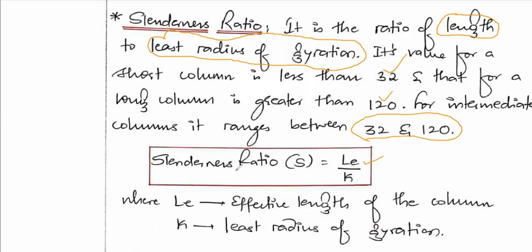So slenderness ratio is very important for every column we are going to study hereafter. You need to know that it is the ratio of effective length to least radius of gyration.